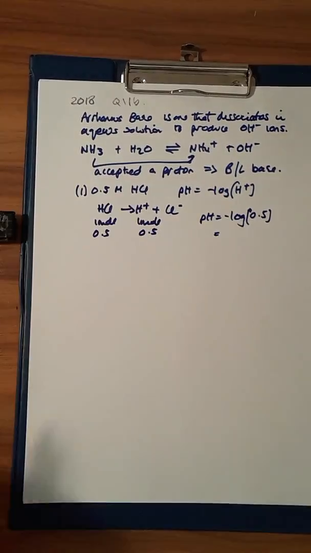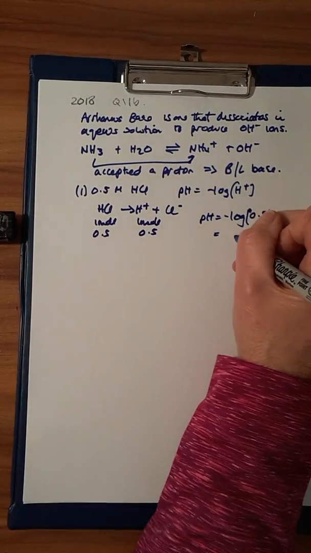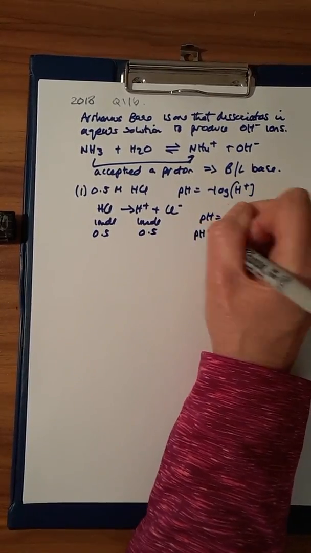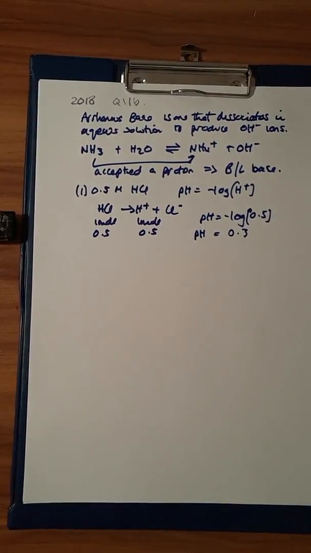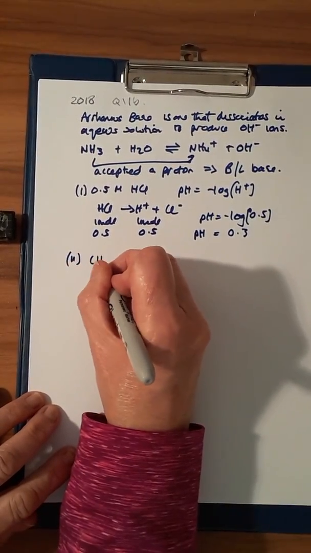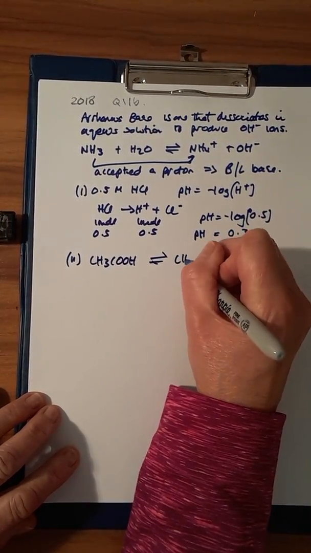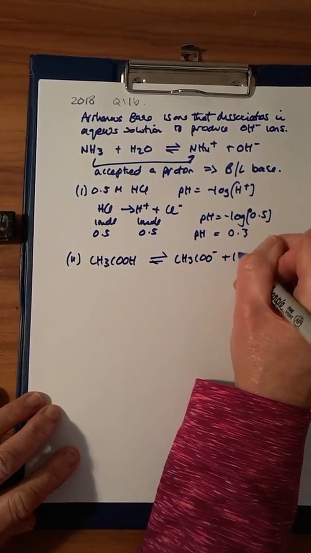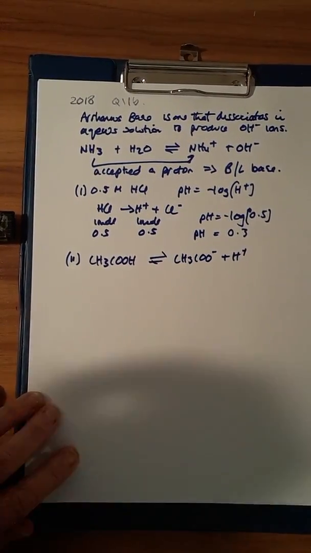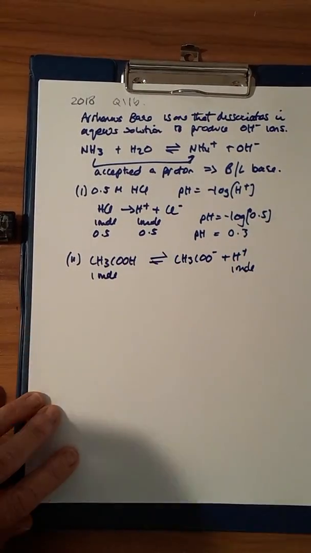And if you hit that into your calculator, minus the log of 0.5 is 0.3. So you have a pH of 0.3. Okay, the next one, second part of that question, a 0.5 molar ethanoic acid solution. Ethanoic acid is CH3COOH. Of course, it's a weak acid, so it doesn't fully dissociate into its ions. It just partially dissociates.